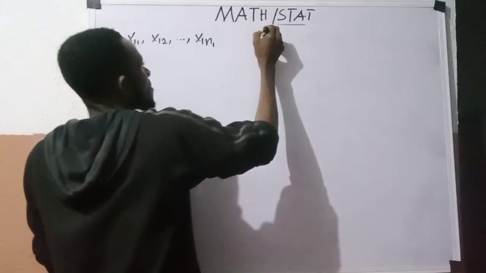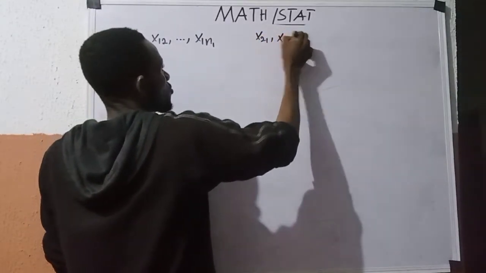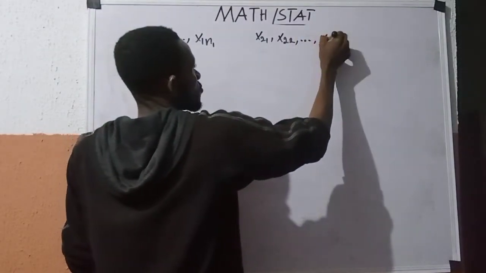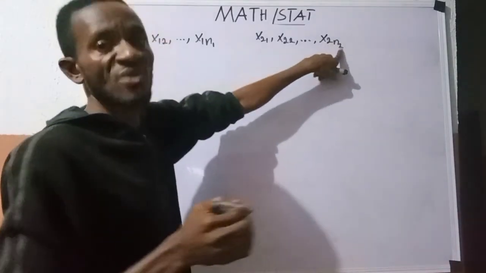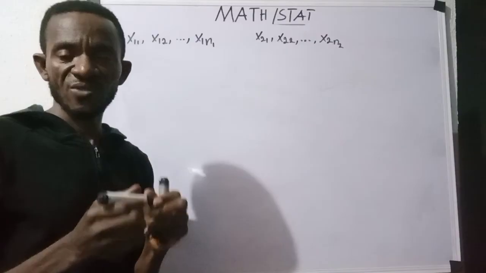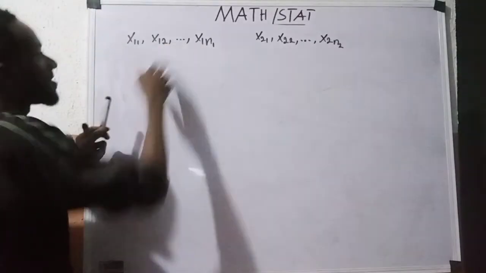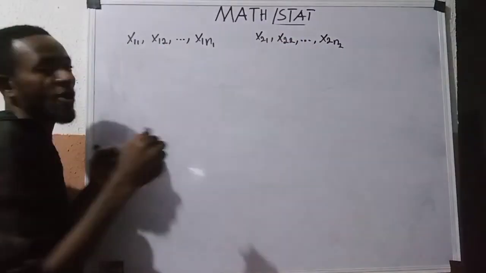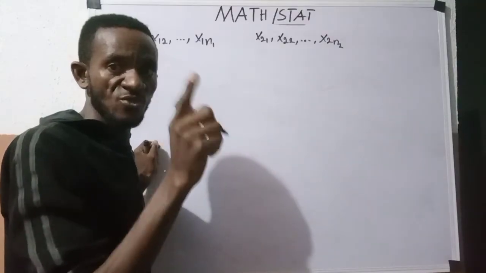And then we have x21, x22, up to x2n2. This n2 is talking about the sample coming from population 2. Okay? And of course these samples are coming from two populations, population 1 and population 2.